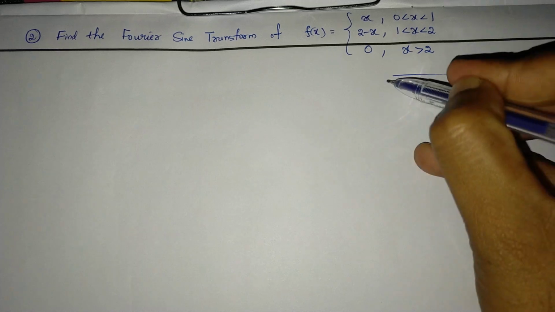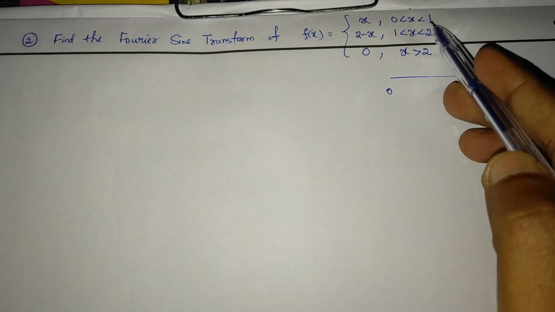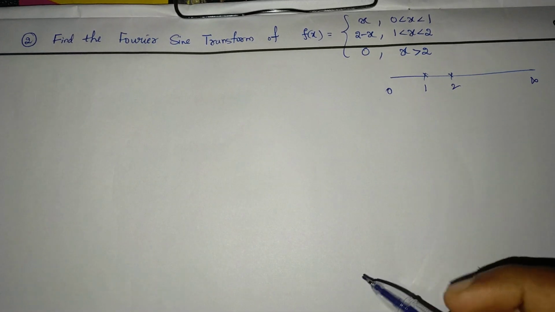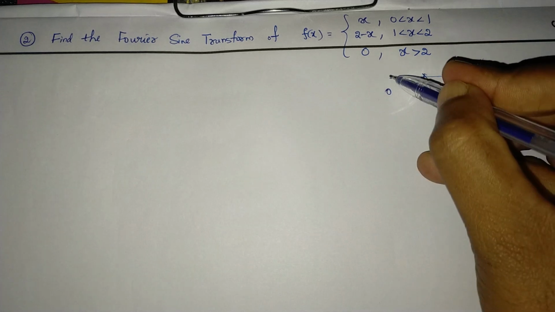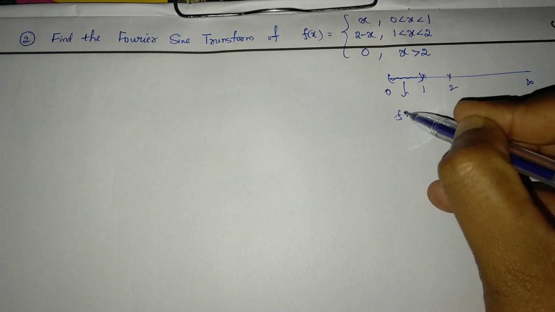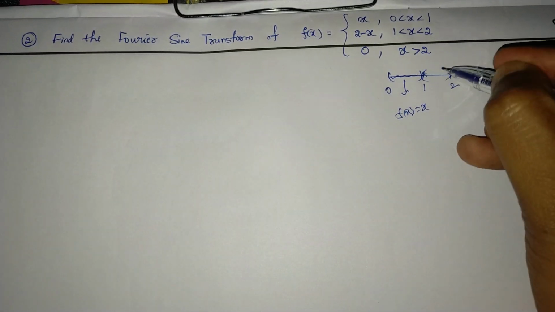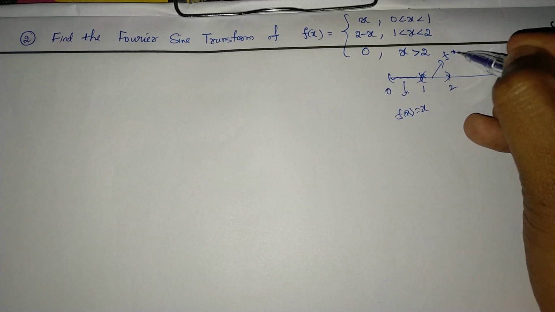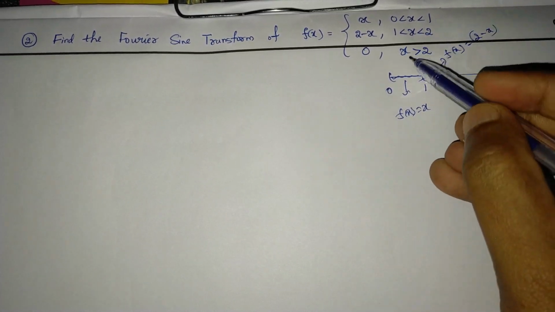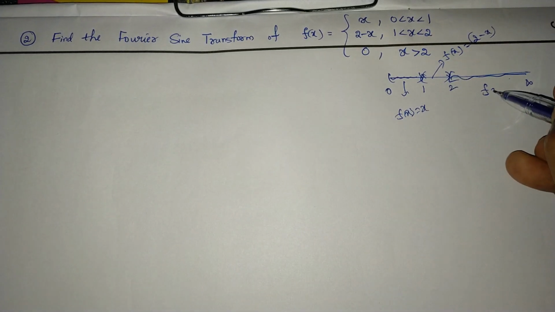Again we need to draw a real line from 0 to infinity. So we need to mark this 1 and 2. So this is 1 and this is 2. So here from 0 to 1, in this portion, your f of x will be x. It is given. From 1 to 2 in this region, your f of x will be 2 minus x, right? And if x is more than 2 in this region, so your f of x will be 0.